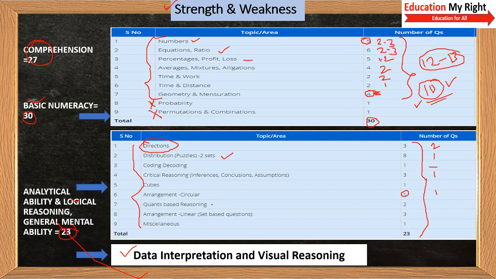अब आओ क्वांट बेस्ड रीजनिंग पे. चलो ठीक है, मैंने मान लिया कि क्वांट हो सकता है इसमें कहीं पे, और कई बार आंसर नहीं कर पाओगे, दो में से एक ही किया. लीनियर अरेंजमेंट में क्या होता है?